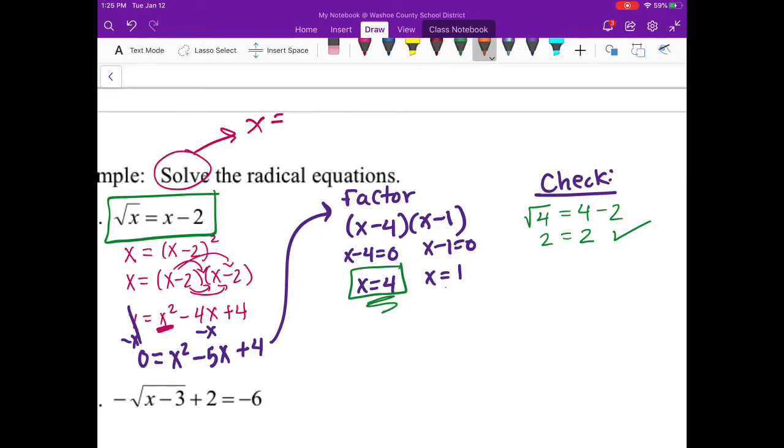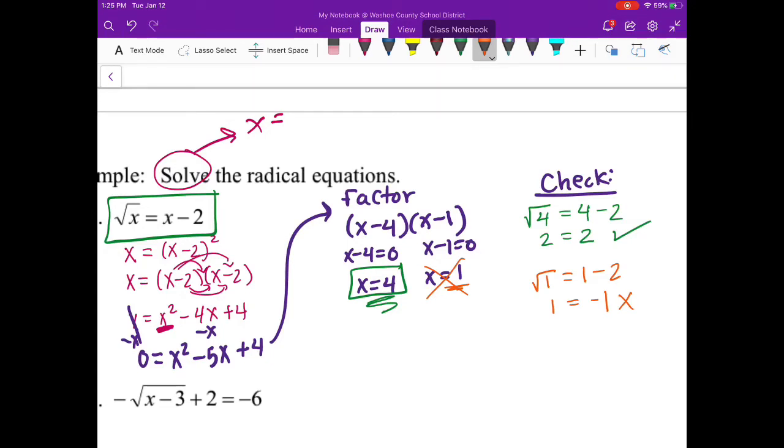I'm gonna check the second one as well. So now I'm replacing the x with a 1. Square root of 1 equals 1 minus 2. Square root of 1 is 1. 1 minus 2 is negative 1. Okay, this is not a true statement. It has to be a true statement here. So this is not going to be the answer.